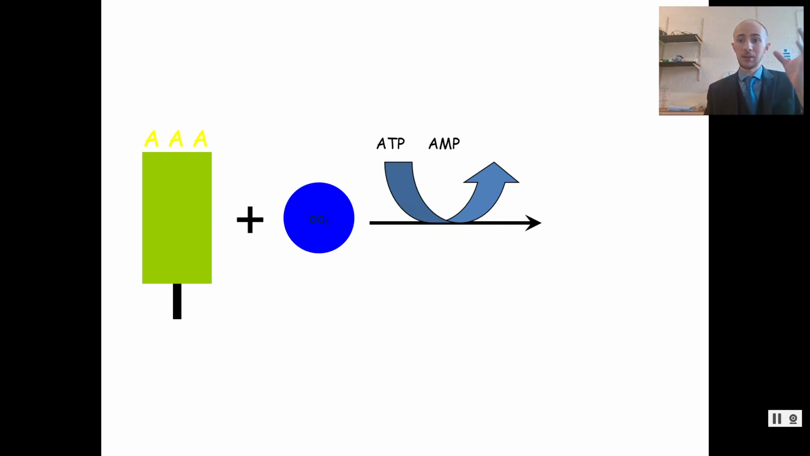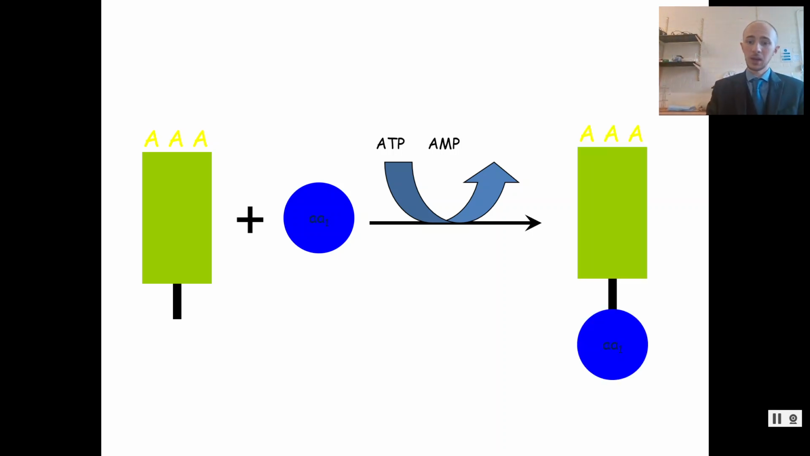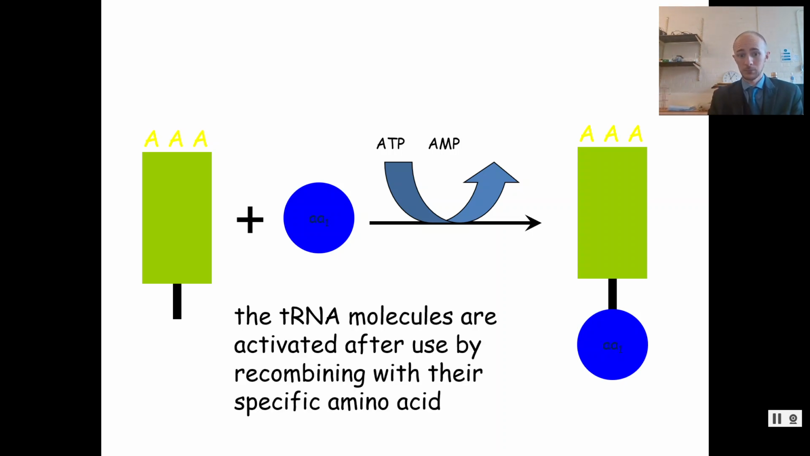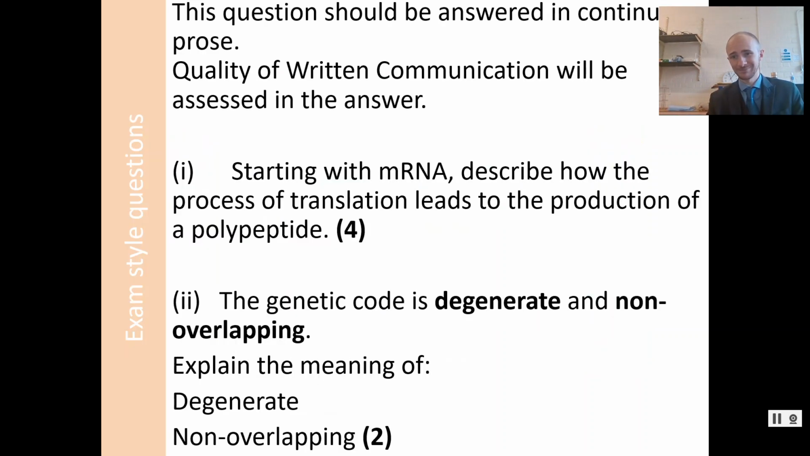tRNAs aren't made with amino acids attached. The amino acids are made in a different process. The tRNA is made by transcription. It's a special kind of RNA. You have to bind them together, and that takes ATP. You break it down, and you make yourself a nice tRNA with amino acid. So they're activated, if you like, after use by recombining with a specific amino acid using ATP.